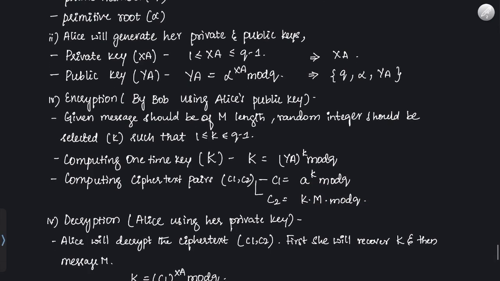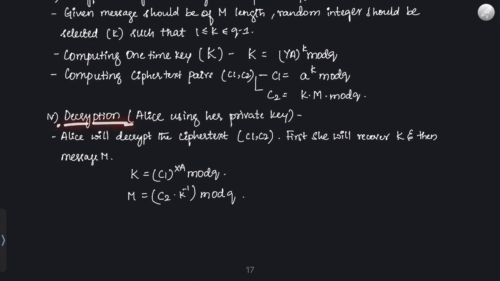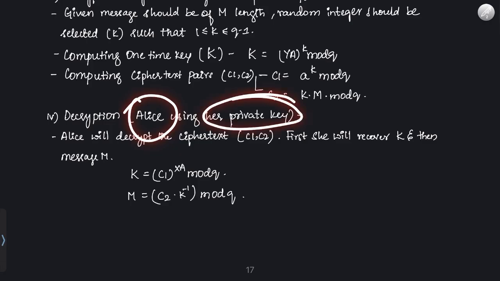Okay. So after this, we have the decryption process. Next, we have decryption. Decryption would be done by Alice by making use of her private key.